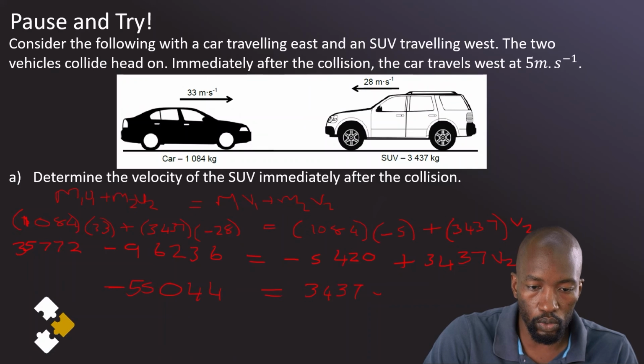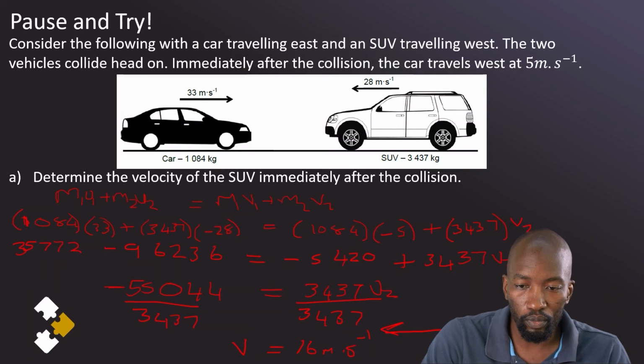Then let's divide both sides by 3437. Then v is going to be equal to 16 meters per second. In which direction? To the right. Why? Because the answer that we found there was negative. Now let's go to the next one.